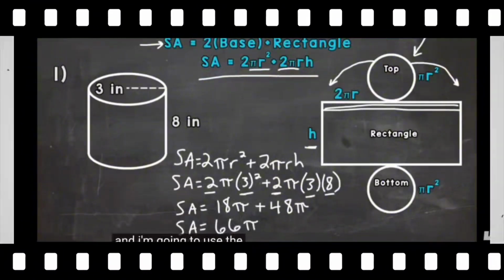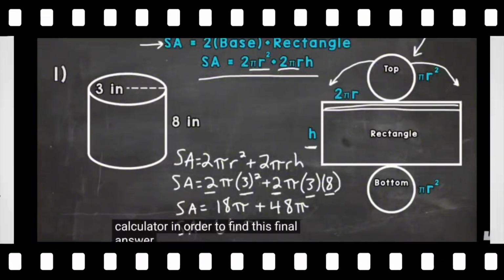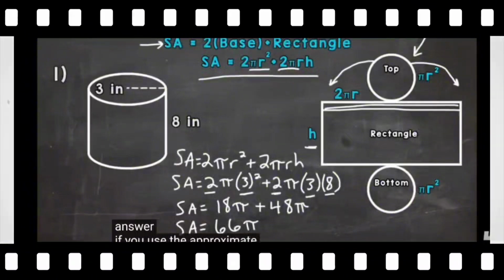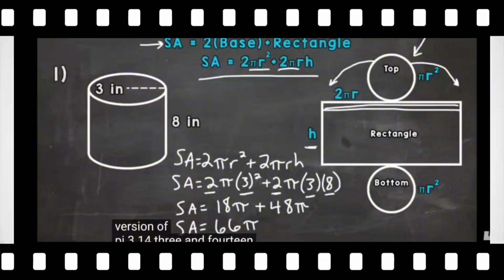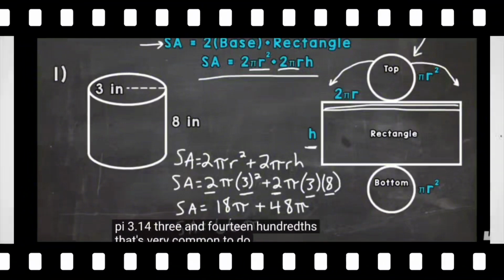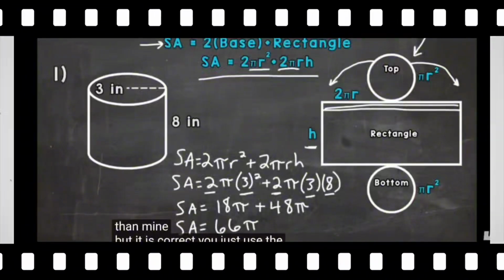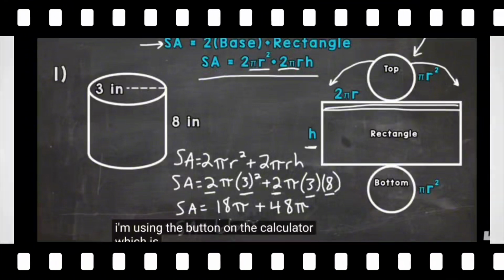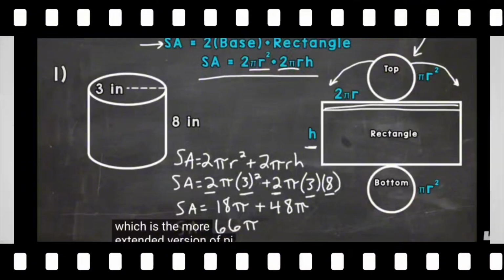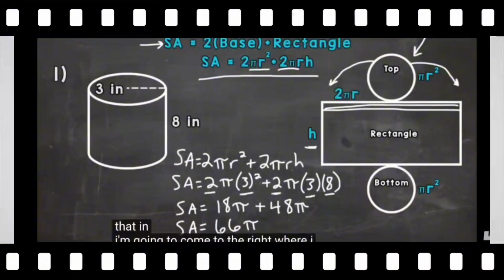And I'm going to use the pi button on a calculator in order to find this final answer. If you use the approximate or rounded version of pi, 3.14, 3 and 14 hundredths, that's very common to do. Your answer may be slightly different than mine, but it is correct. You just use the rounded version of pi. I'm using the button on the calculator, which is the more extended version of pi. So once I plug that in, I'm going to come to the right where I have more room.